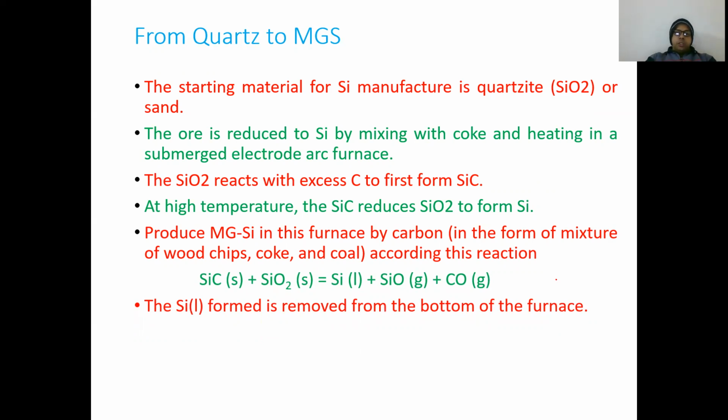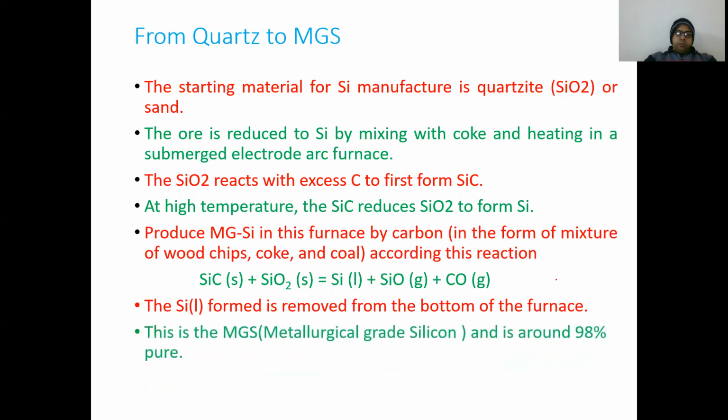So being an electronics engineer, you should be aware of where the journey of your IC starts. So the silicon which is being produced in this process is actually metallurgical grade silicon, and it is 98% pure. Also, this is not of crystalline form, it is amorphous in nature.